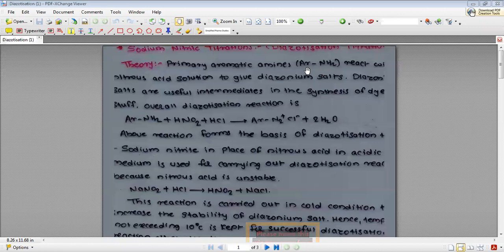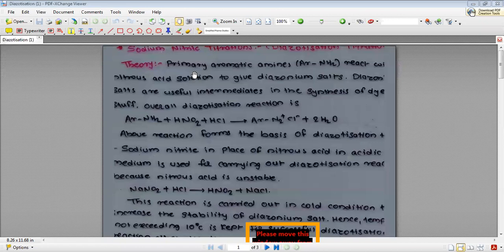So for determination or for analyzing the drug substances that contains primary aromatic amine, that can be done by sodium nitrite type of titration, which is also known as diazo type of titration. So firstly, we will study the basic principle under diazotization or sodium nitrite type of titration.